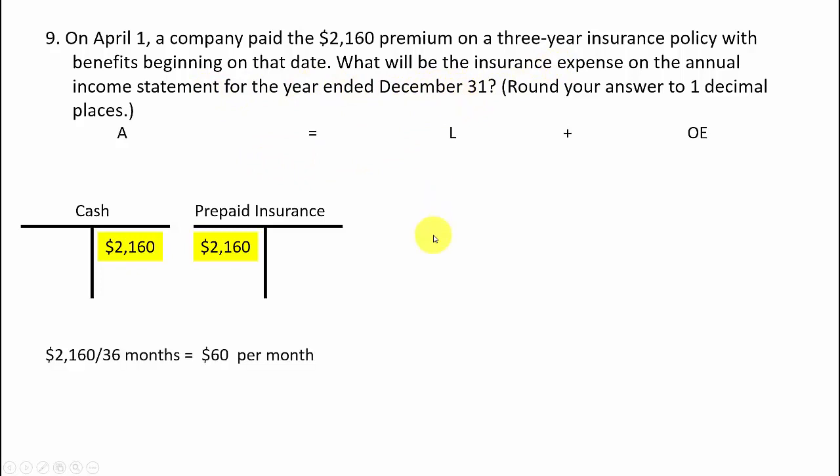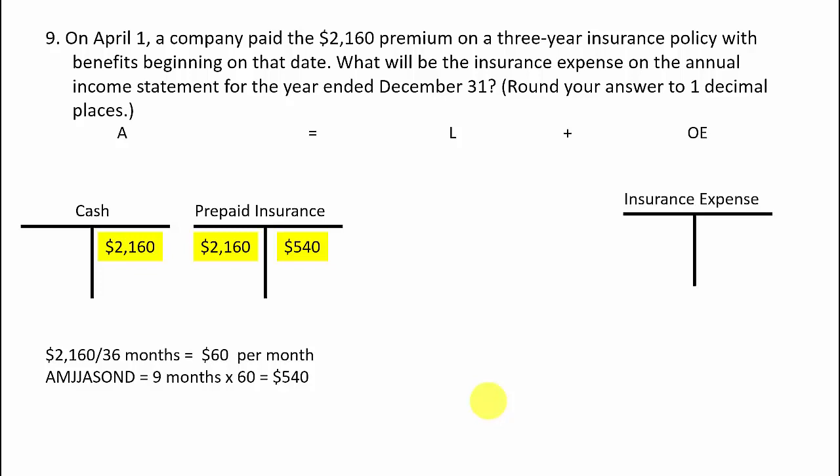So we have 36 months divided into 2,160, and so each month this prepaid insurance is going to go down, or should be used up, by $60. So the number of months involved between April the 1st and December 31st, there'll be 9 months gone by, which would be April through December, at $60 a month, or $540 will be used up. So we will lower the prepaid insurance account by $540, and we will increase insurance expense by $540.